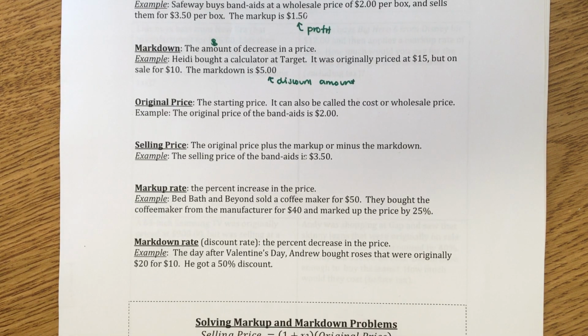A selling price is how much is being sold to you, or being sold to the customers, for. So again, in the Band-Aid situation, because Safeway marked it up to get a profit of $1.50, they are selling it to you for $3.50. In the example of the calculator, they're selling it to you for $10.